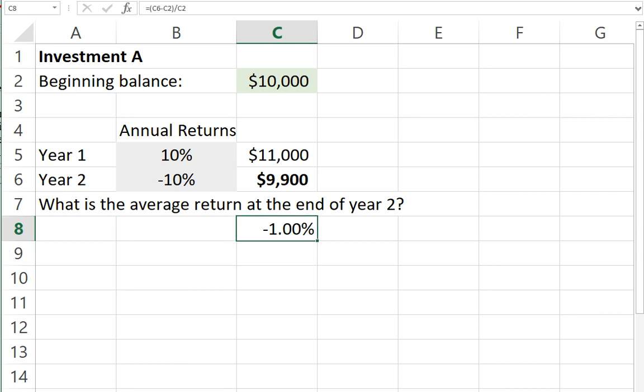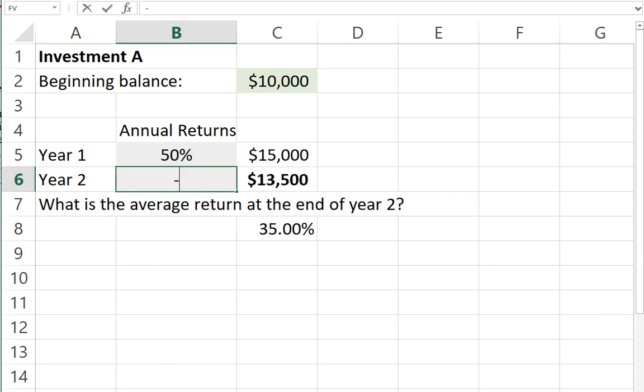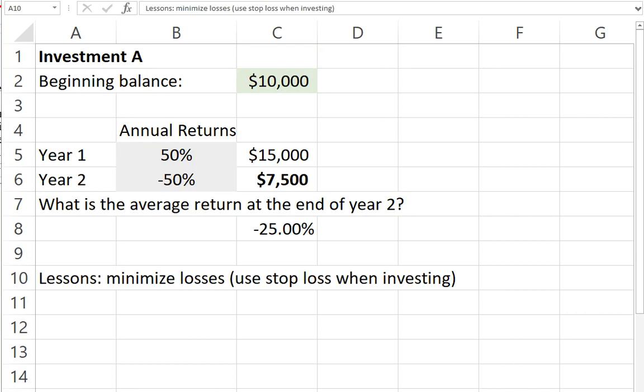So in this small example, the results are not so dramatic, but let's say that we use a 50% return and then a 50% decline. So you can see that we lost 25%. So the learning part here is that we should always consider putting some kind of stop loss when investing. So the idea would be to minimize losses. So using a stop loss is pretty good.